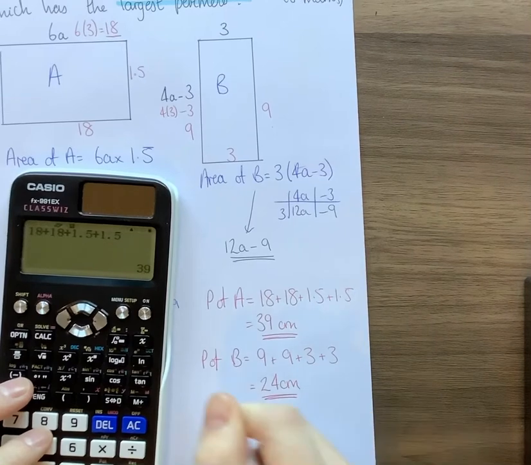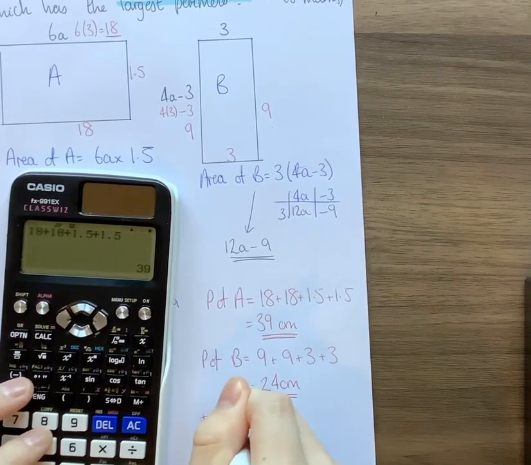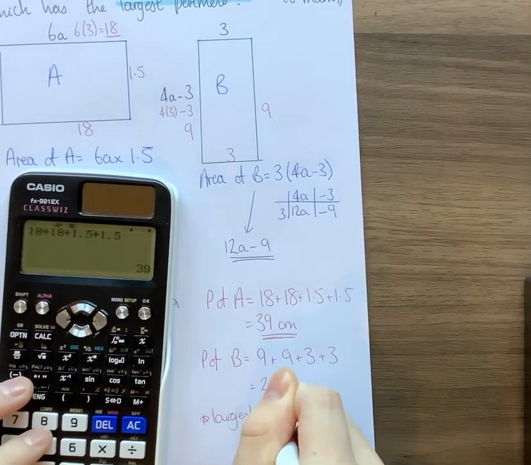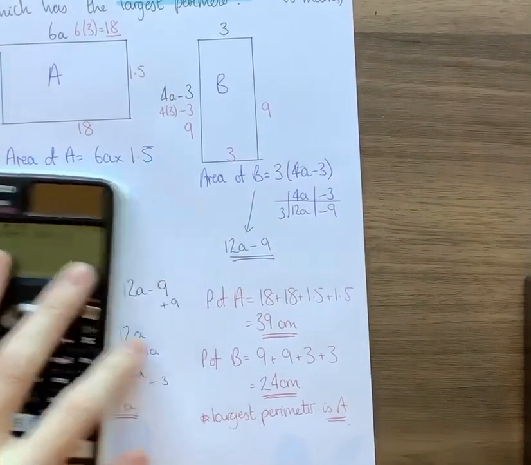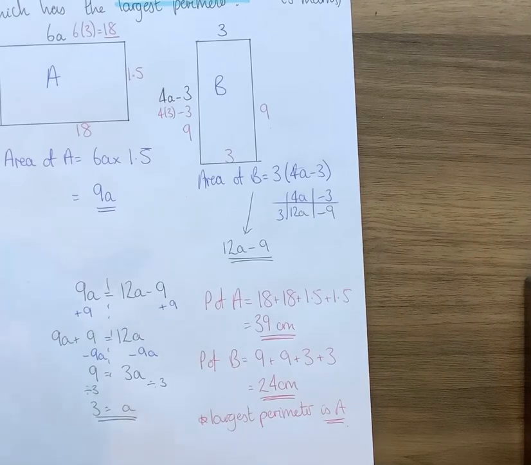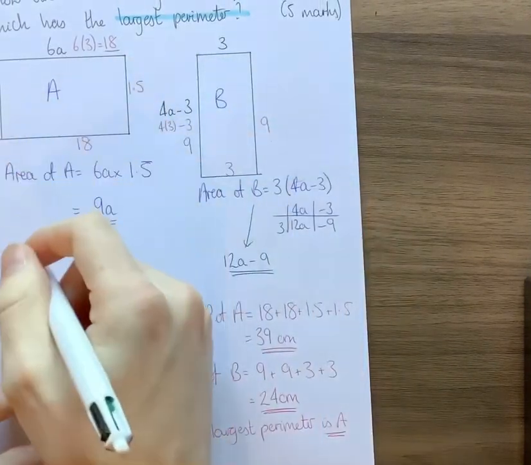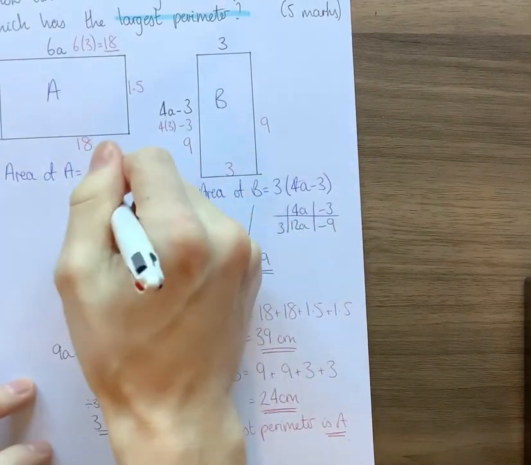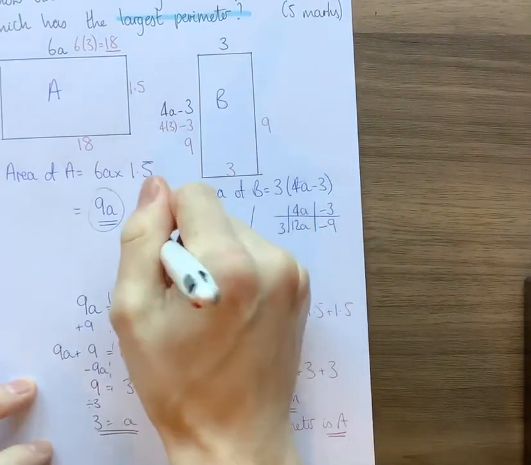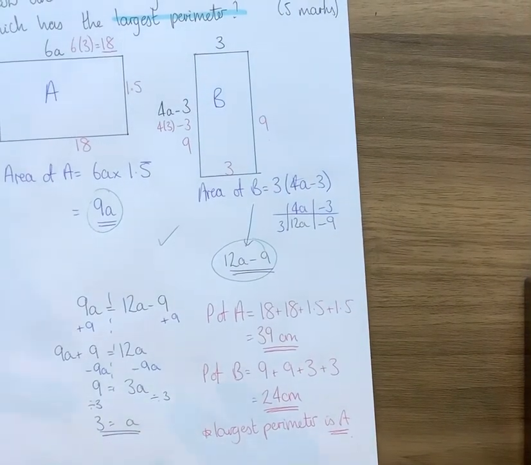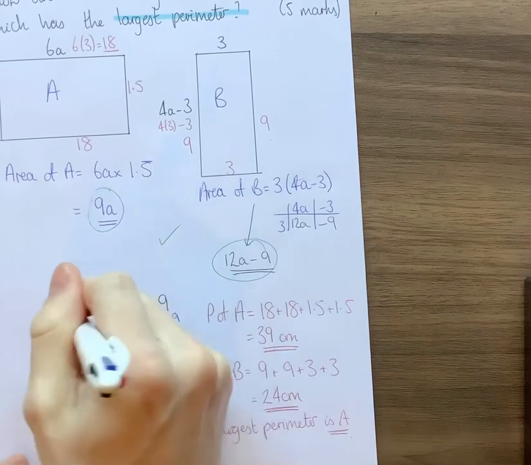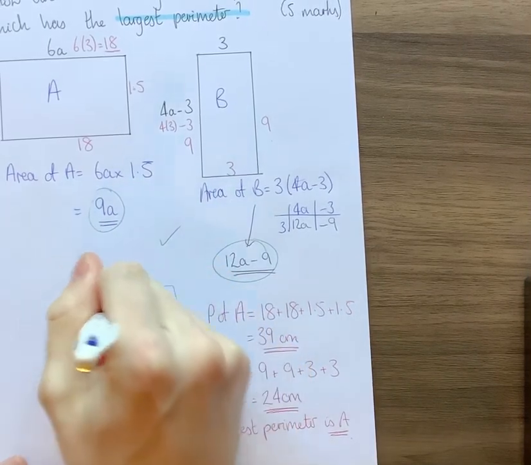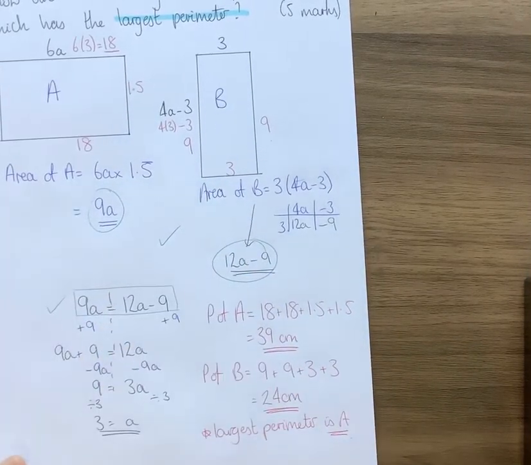So again in this example, the largest perimeter is A. Okay, now where do the marks come from? So the first mark comes from having both of 9a and 12a minus 9. So 1 mark for those. Your second mark is for forming an equation. So if you have this line, you get your second mark.